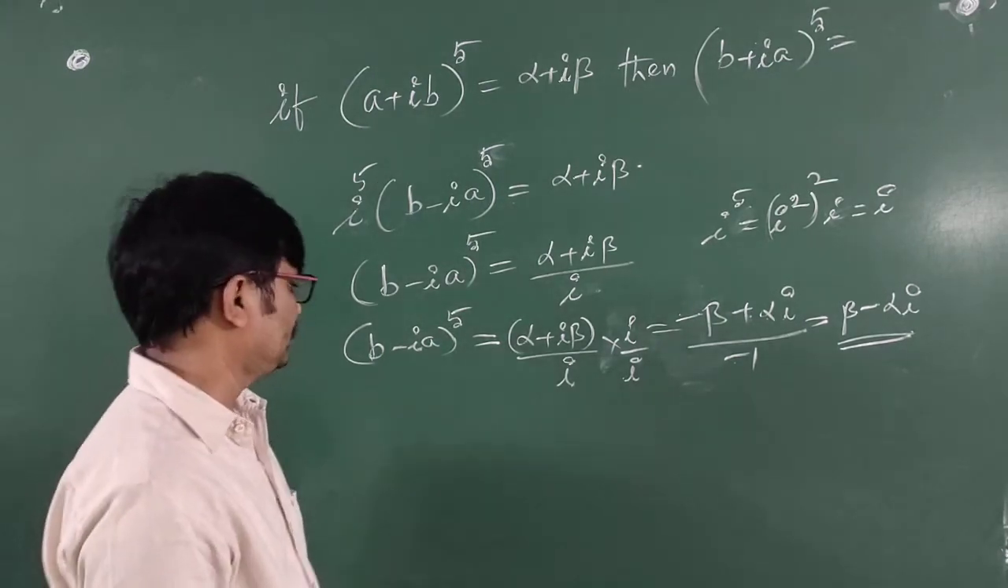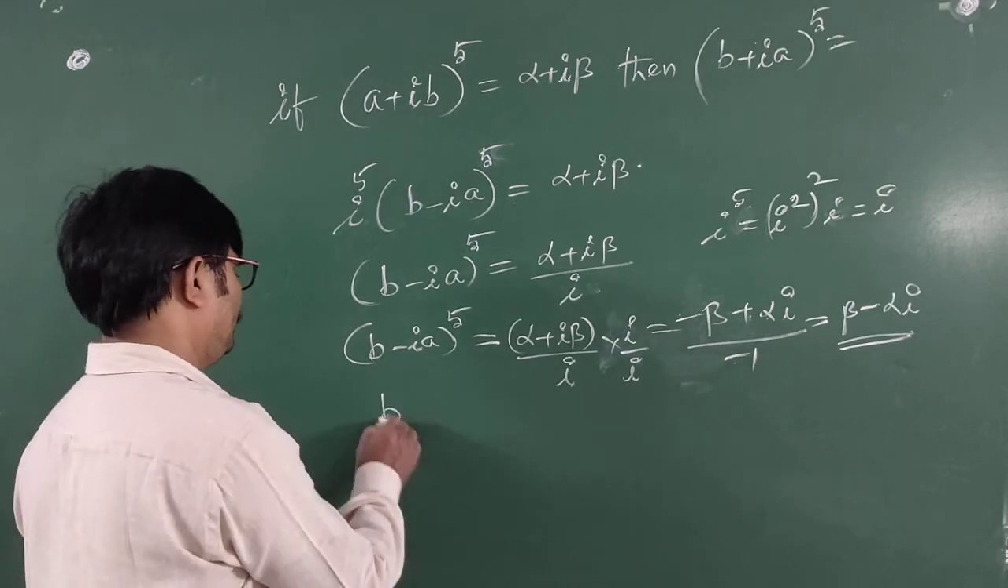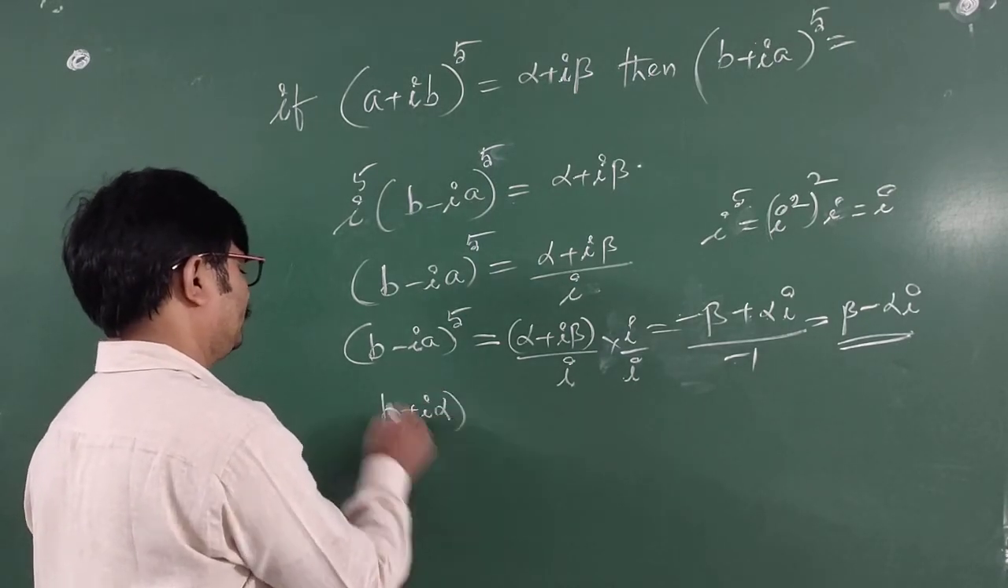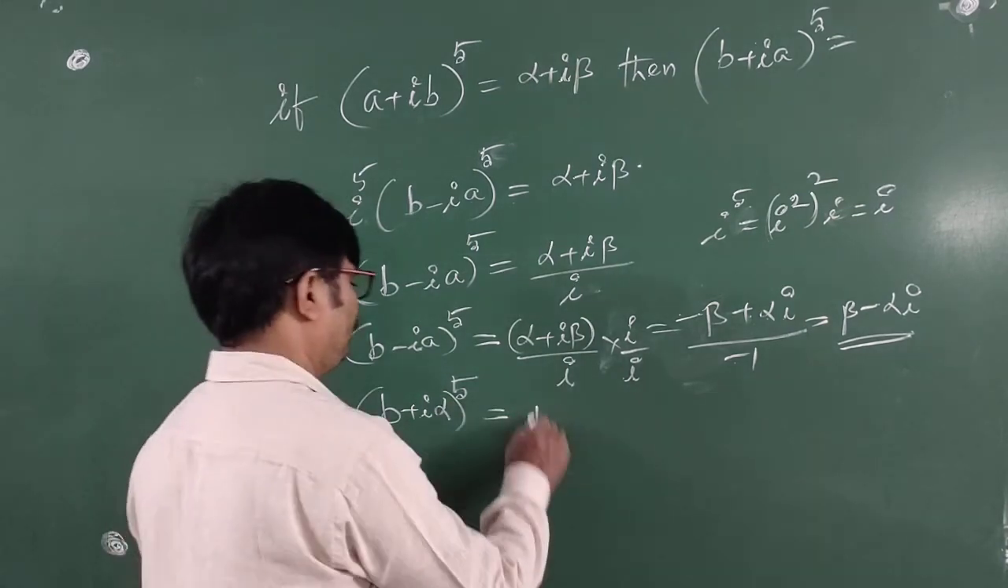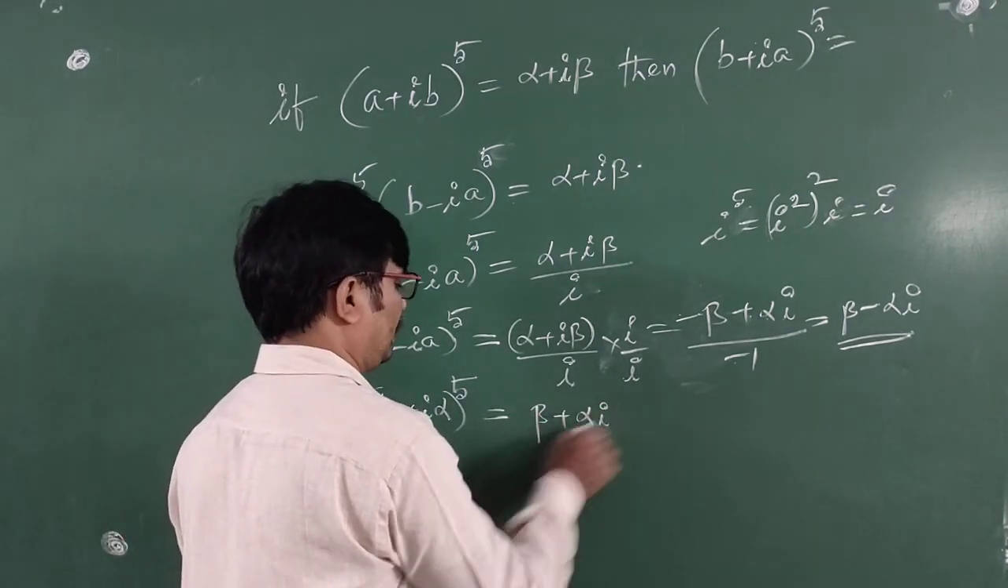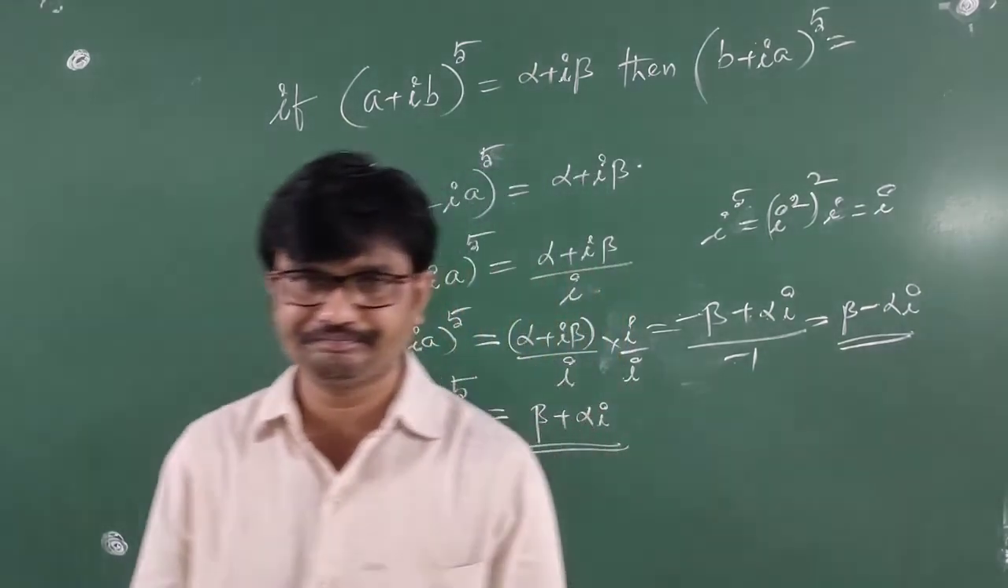Is it clear, students? Now what is the conjugate of this one? Beta plus i alpha whole power 5 gives beta plus alpha i. Okay students, beta plus alpha i.